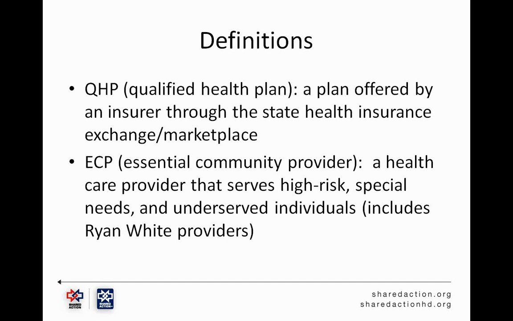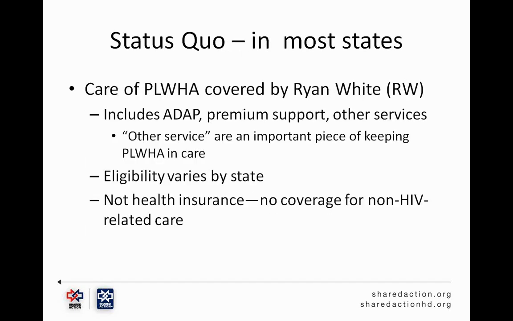So some definitions. First of all, QHPs are Qualified Health Plans. It's a plan offered by an insurer through a state health insurance exchange or marketplace. And ECP is an Essential Community Provider. It's a healthcare provider that serves high-risk, special needs, and underserved individuals. That includes Ryan White providers. So basically, the ECPs are you guys, and the QHPs are the insurance companies that are selling insurance through the new health insurance exchanges.